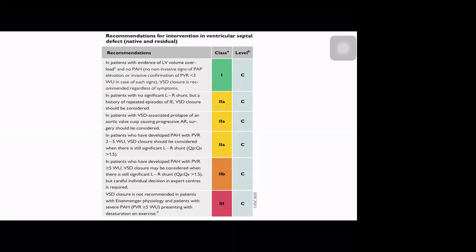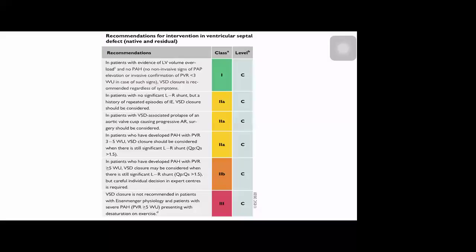So, whenever we are dealing with an older age group patient having VSD, we have to calculate all these values. That is the PVR, the magnitude of the left-right shunt, the Qp:Qs ratio, all these parameters we have to calculate.